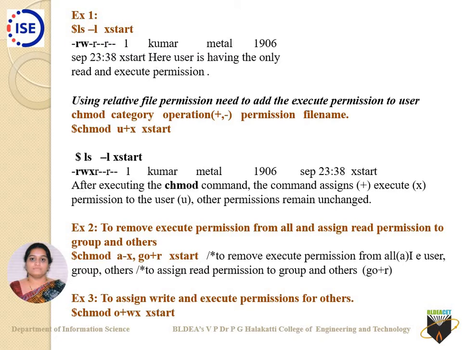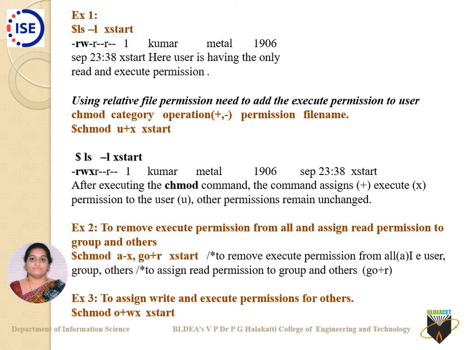If I want to remove the execute permission from all and assign read permission to group and others, what do I do? I use a as a keyword. A stands for all. What I have said here is to remove the execute permission from all: a minus x. I can use a comma here. Comma is also an operation which can be used here. Comma go plus r. Why go? g stands for group members, o stands for others.